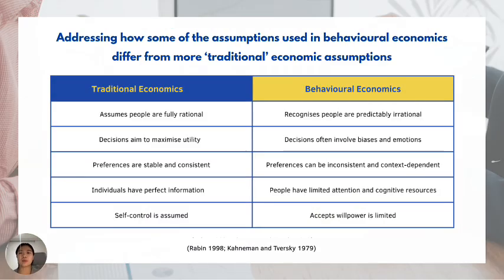So the next part is comparing traditional economics with behavioral economics. So on the one hand, traditional economics assumes that people are fully rational, seek to maximize utility with stable preferences, have perfect information, and possess unlimited self-control. On the other hand, behavioral economics accepts that people are predictably irrational, making biased, emotion-driven choices with context-dependent preferences, limited in attention, information, and finite willpower.